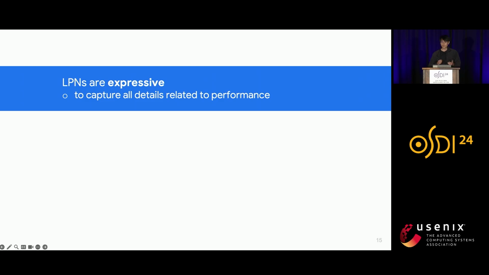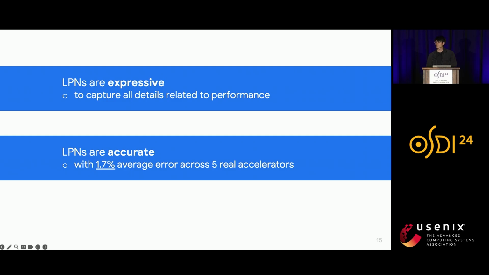LPN is also very expressive, and we were able to capture different performance-related details for all 5 accelerators we constructed LPNs for. The LPNs are also accurate, with 1.7% average error across all 5 accelerators we evaluated. The inaccuracy is a result of simplification from RTL, not due to limitations of the LPN itself.